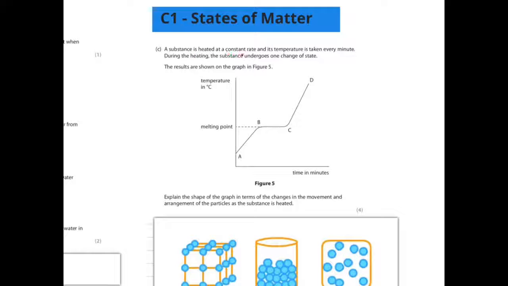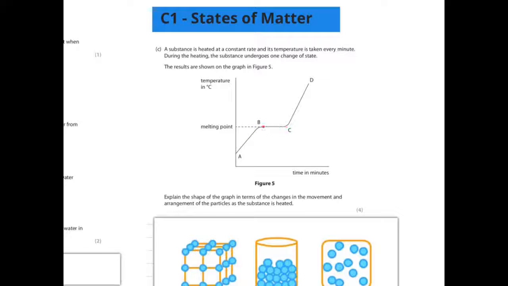A substance is heated at a constant rate and its temperature is taken every minute. During the heating, the substance undergoes one change of state. So you can see here, this is a cooling curve, and what's happening is as this substance is being heated, it's increasing in temperature, and then suddenly it stops.